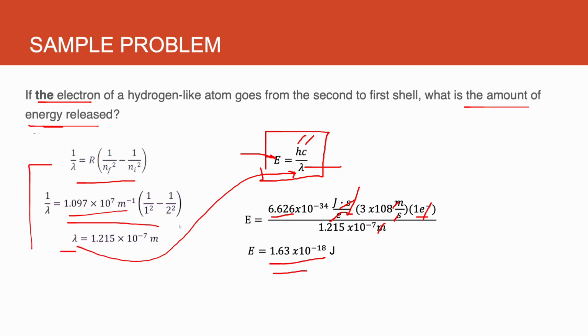Okay? So, you use your Planck's constant times your speed of light times how many electrons are involved in the problem. Since sinabi na, meaning one electron lang. Okay, one electron. Right. Over your wavelength, okay, which nakuha mo from your Rydberg equation. Okay, so that is how you solve this kind of problem.